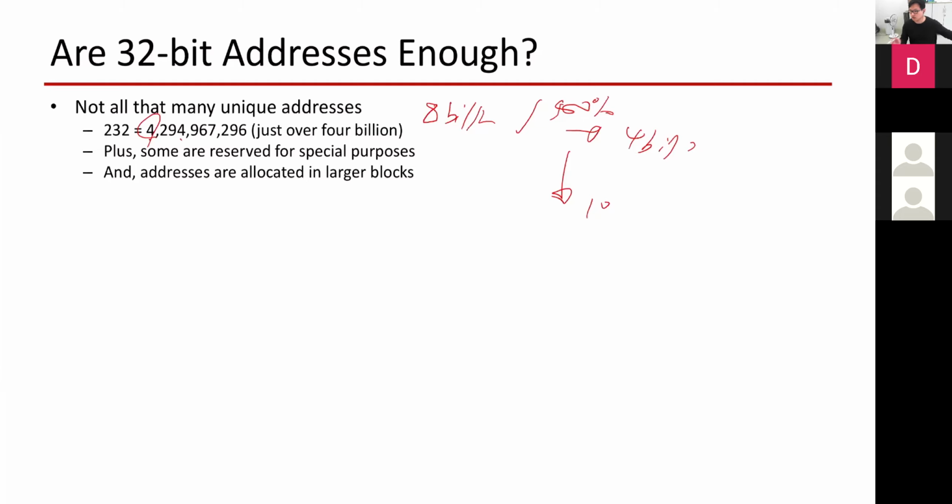My car needs its own IP because it needs to be connected. My kickboard, my air conditioner, too. In the world of IoT, everybody needs one device, right? So that is not enough. Then how can you solve this?